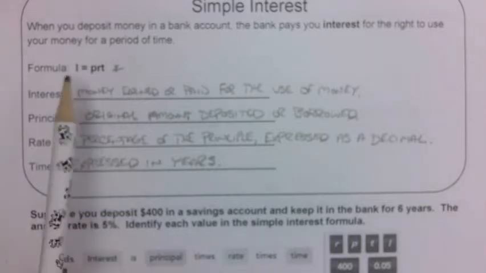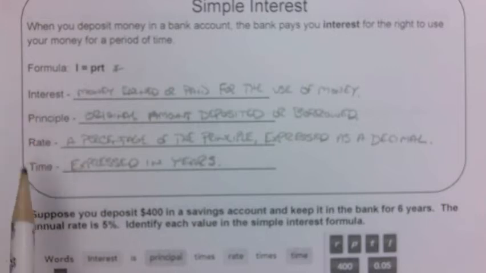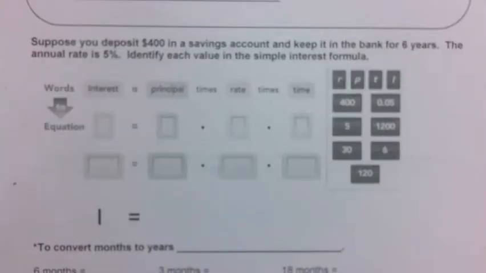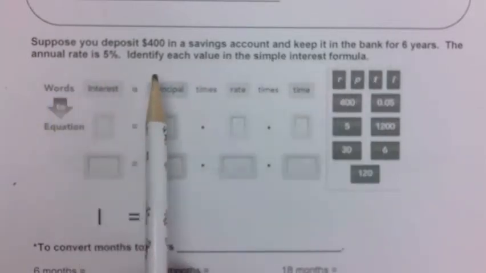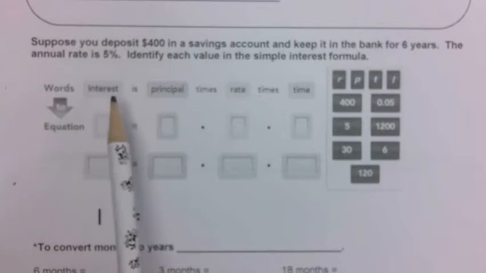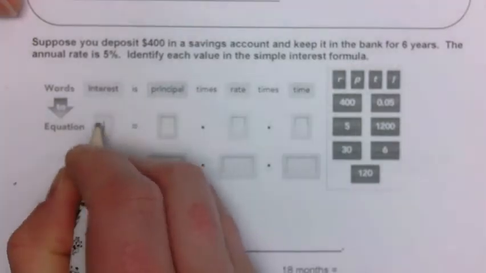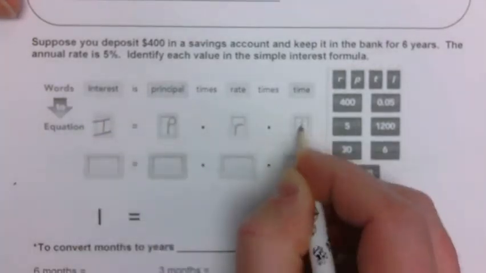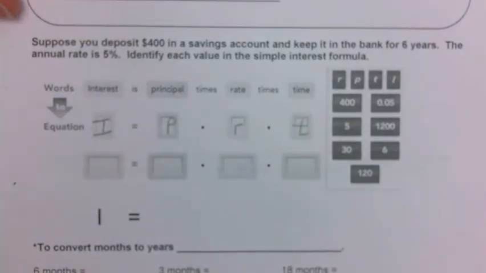Okay, so again, this is what our simple interest equation is. I equals PRT. Interest equals the principal times the rate times the time. So now we've talked about what simple interest is and what the simple interest formula is. Let's use that in our example here. Suppose that you deposit $400 in a savings account and you keep it in the bank for 6 years. The annual rate is 5%. We're going to identify the different values and plug them into our formula here. So again, in words, interest is the principal times the rate times the time. As an equation, we said that the equation is I equals PRT.